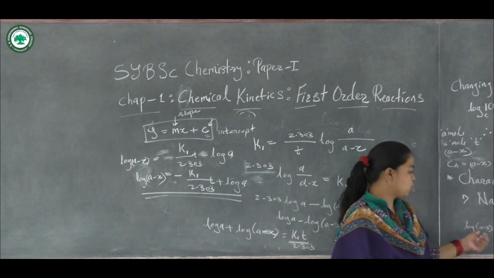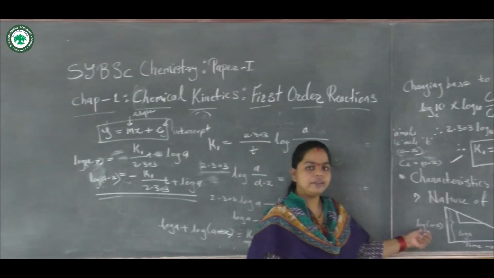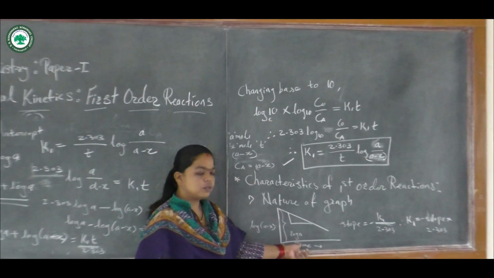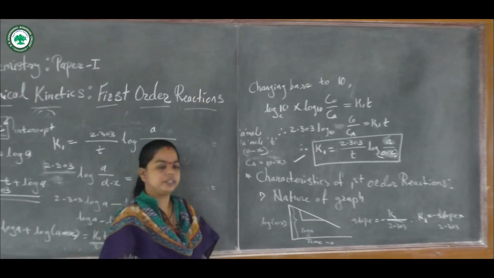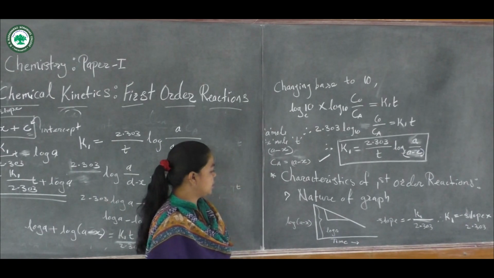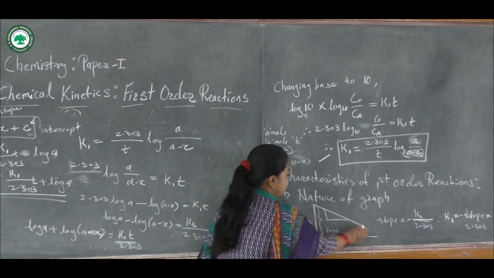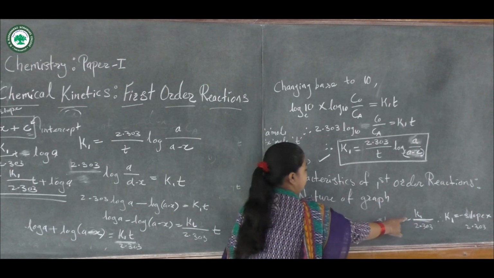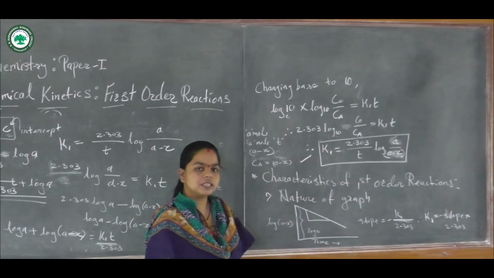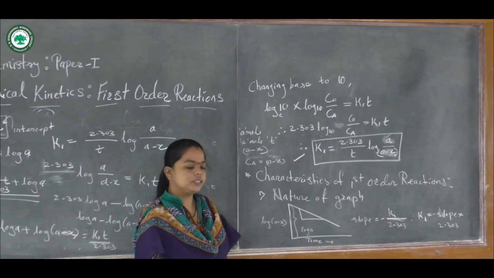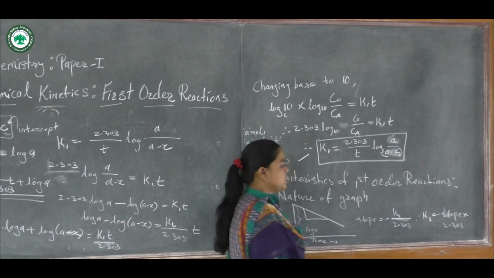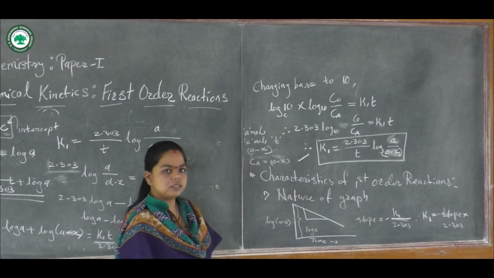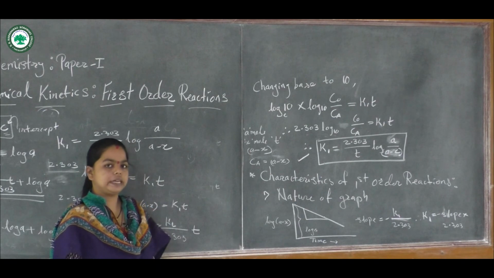The graph shows log of a minus x plotted versus time, so a straight line is obtained. If we draw the slope on this straight line, we get the slope equal to minus k1 upon 2.303. So k1 is minus slope into 2.303. This is the characteristic of this first order reaction.